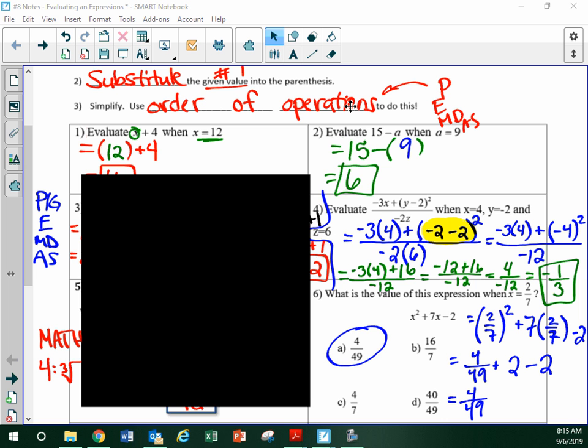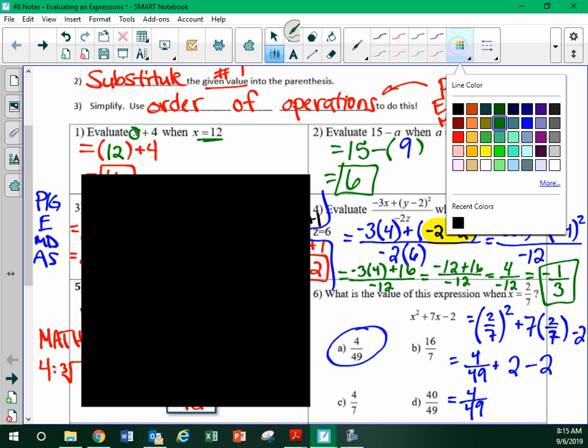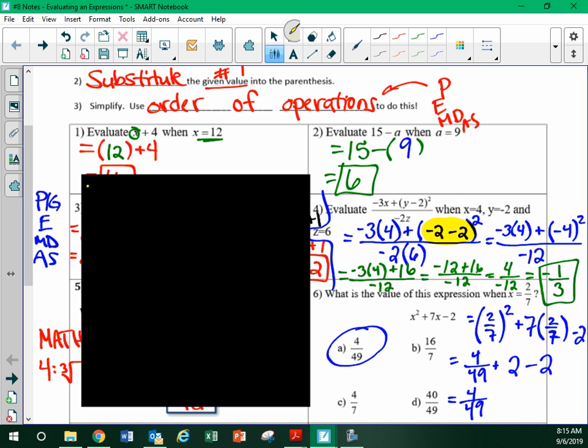So we look here and it says evaluate negative 3x plus y minus 2 quantity squared divided by negative 2z. All right, and they give us the values for x, y, and z. So when I go ahead and substitute that in, I'm going to get that it equals negative 3, x is 4, plus my y value is negative 2, minus 2 quantity squared, over, and then negative 2.